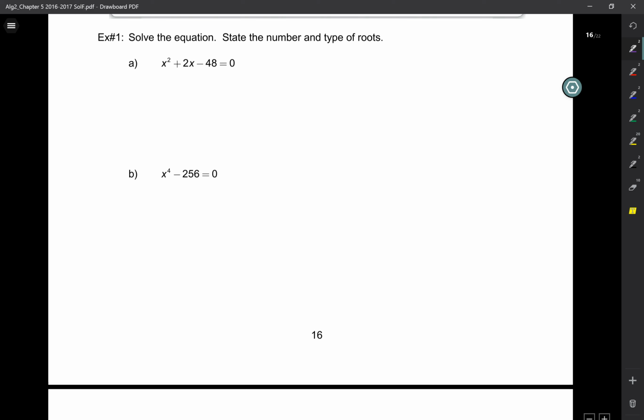So let's solve this one and see how many and what type of solutions there are. Can we factor this? Yes. So how does that factor? What two numbers add up to 2 but multiply to -48? 8 and 6. So x plus 8, x minus 6. That would mean that x equals -8 and positive 6. So how many solutions to this? 2. And are they real, imaginary, what? Real. They are 2 real.